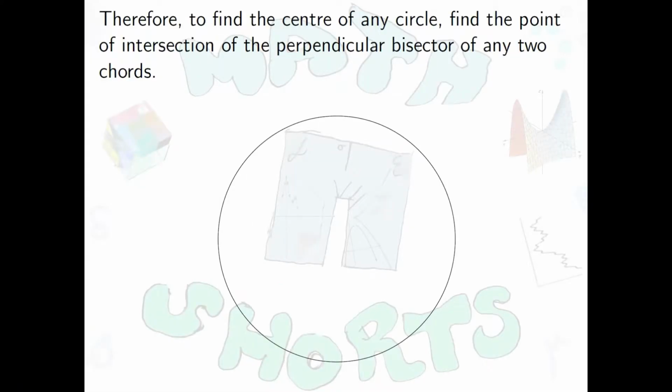As a result, if we have a circle and we want to find its center, all we have to do is find the perpendicular bisector of 2 chords and find out where those 2 things cross. So for instance, if I draw a chord AB in a circle and find its perpendicular bisector, I know that the center is somewhere on this line.